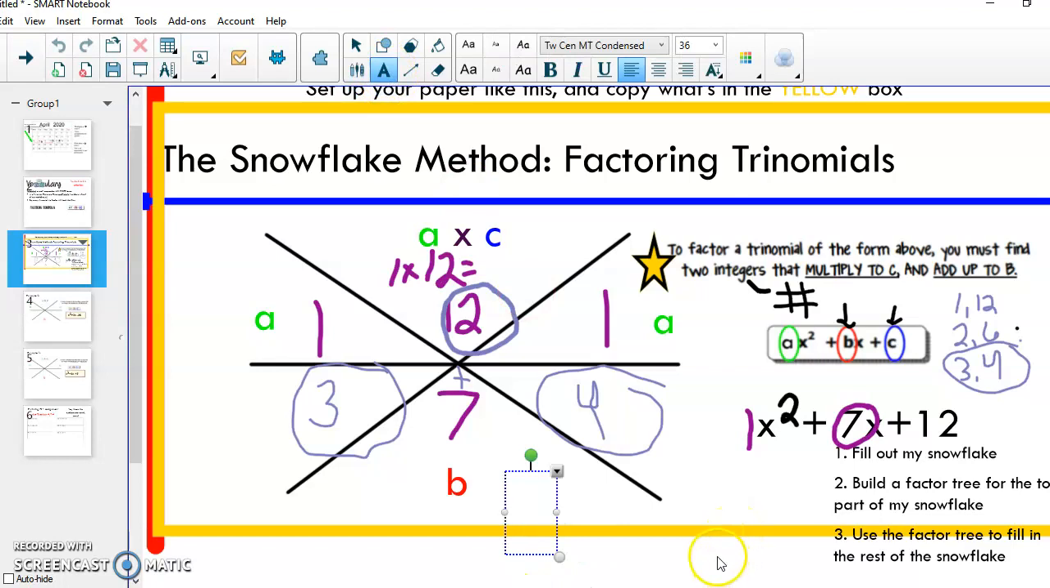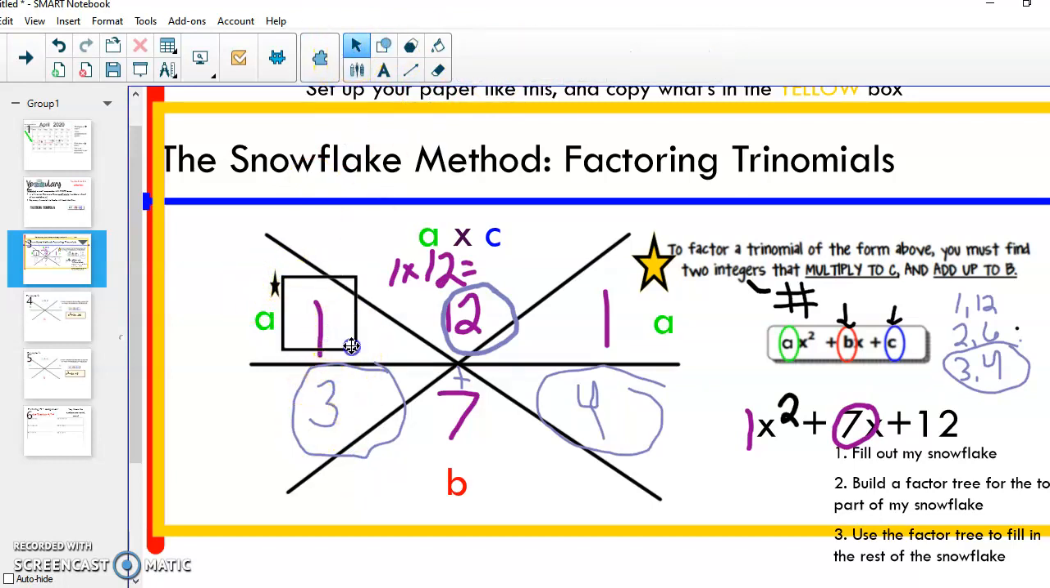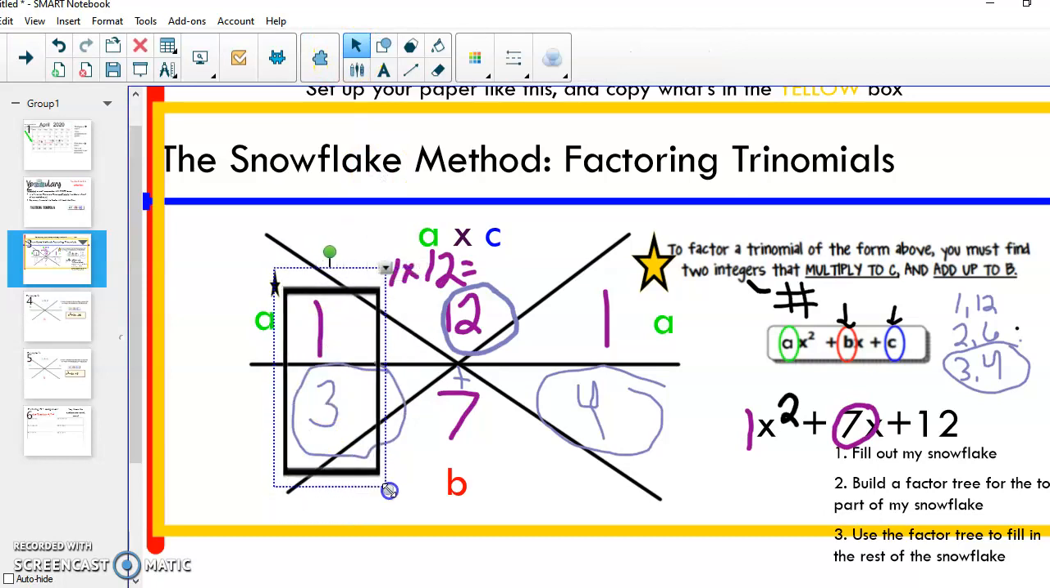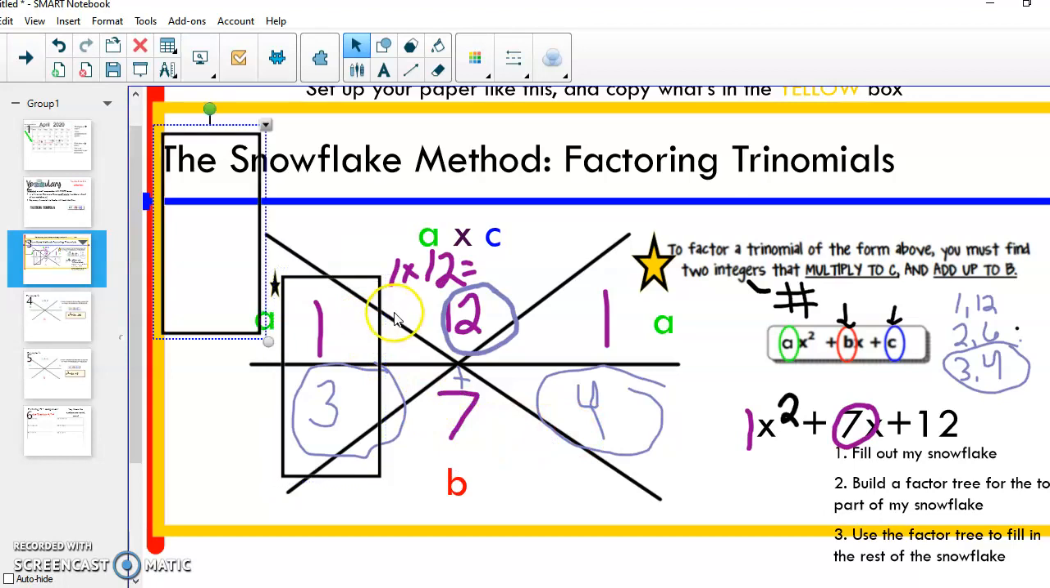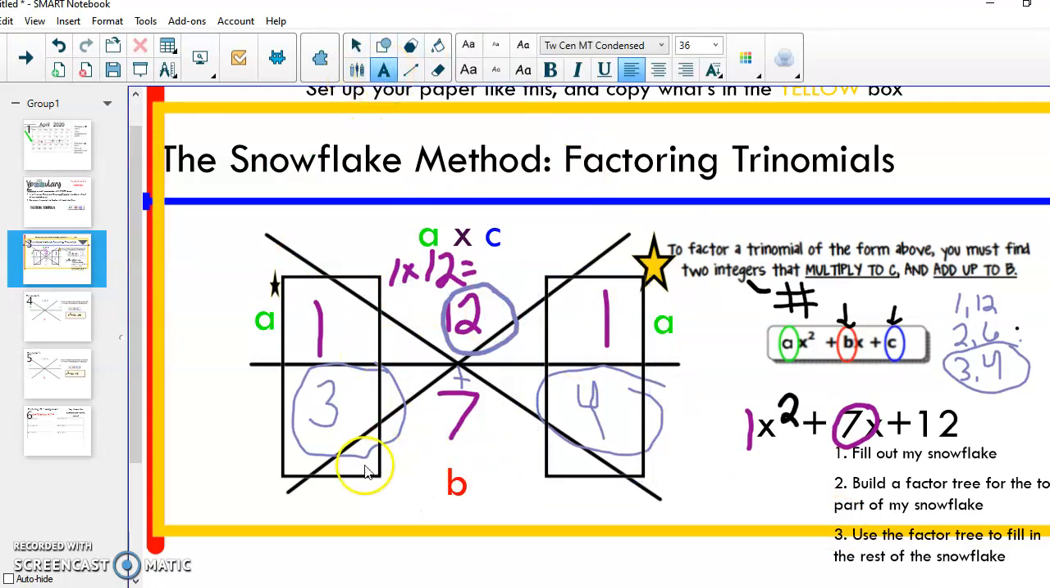So I'm going to go ahead and give myself some space. All I need to do now, I found my answers. My answers lie right here in my snowflake. Because I have already done that hard work, I see the 1 and the 3, and I see the 1 and the 4. So now all I need to do is go ahead and fill in my solution.